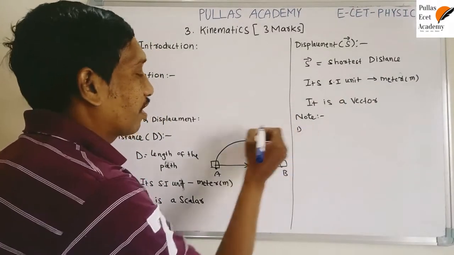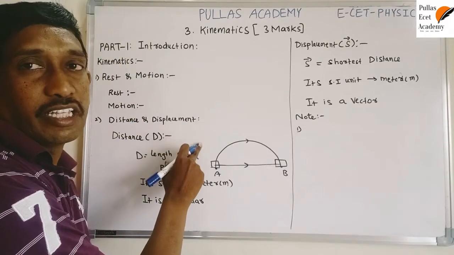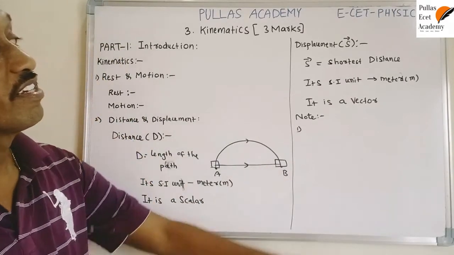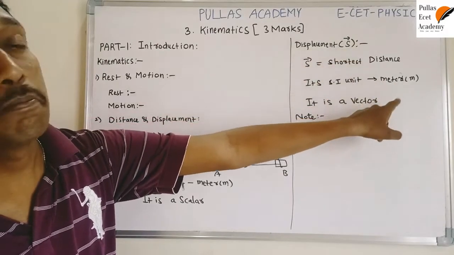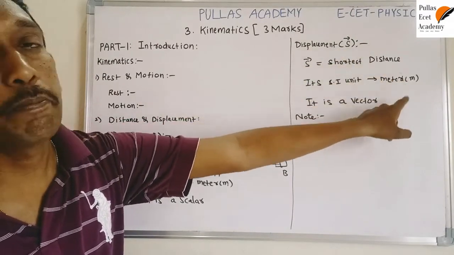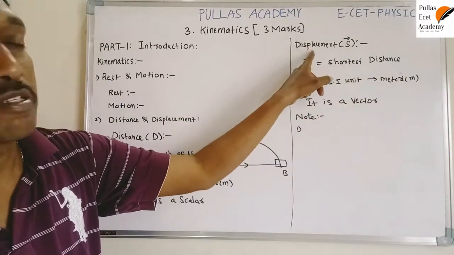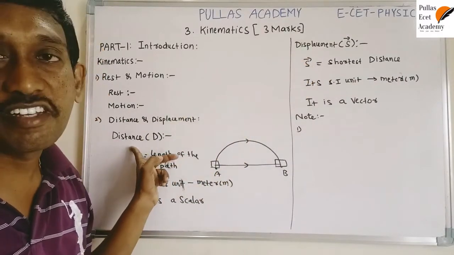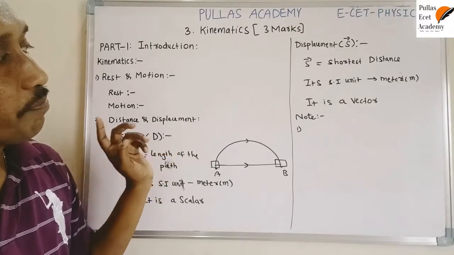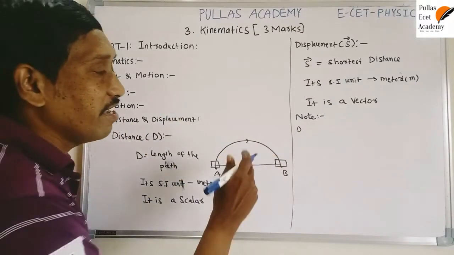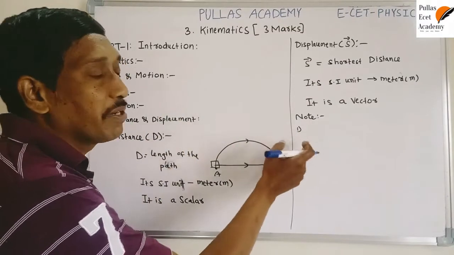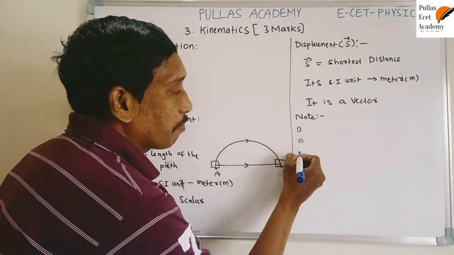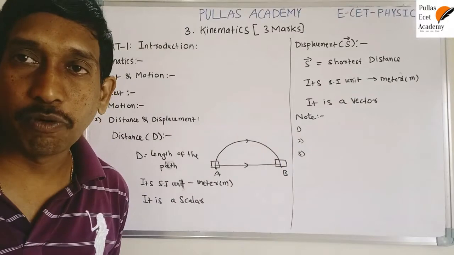One is the curved line length between two positions is called distance. The straight line path length is called displacement. The curved line path length is called distance. That's the difference. Okay, now next, distance is a scalar, displacement is a vector. That is one more point.